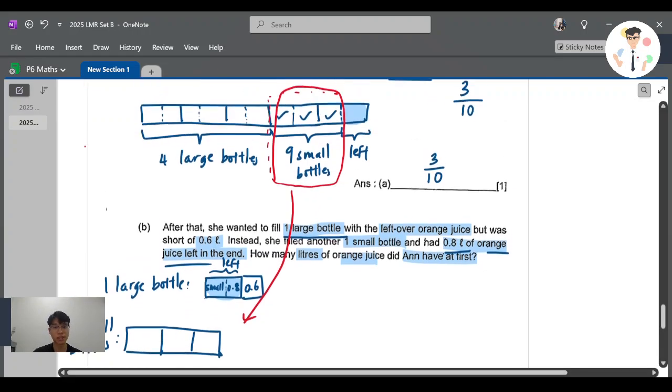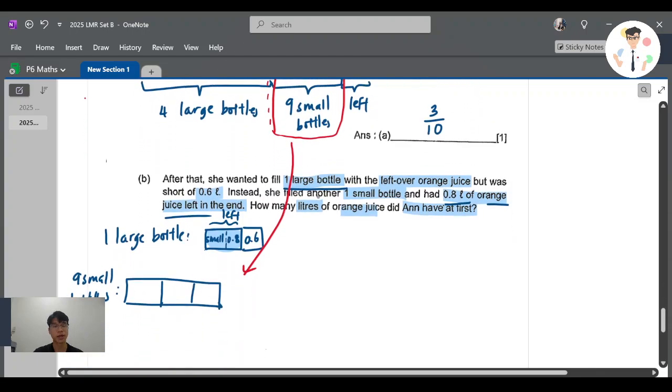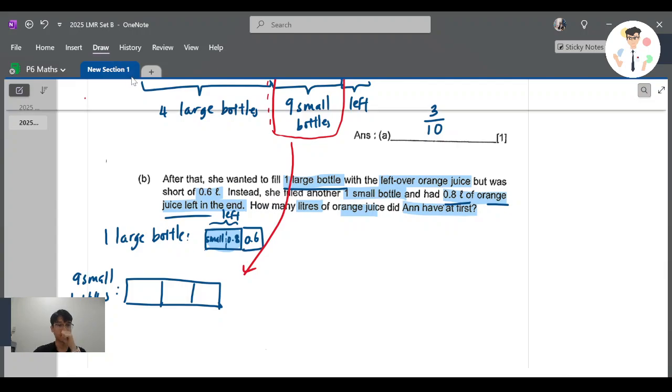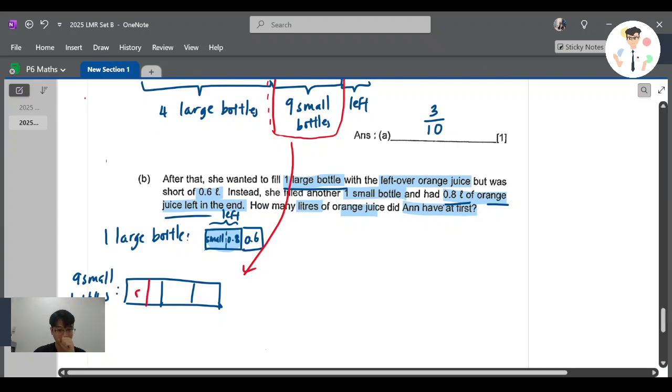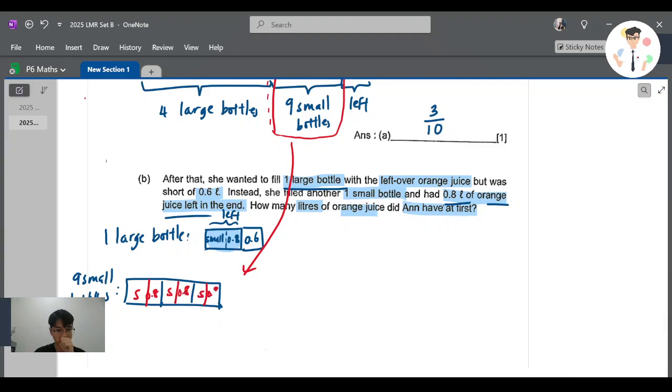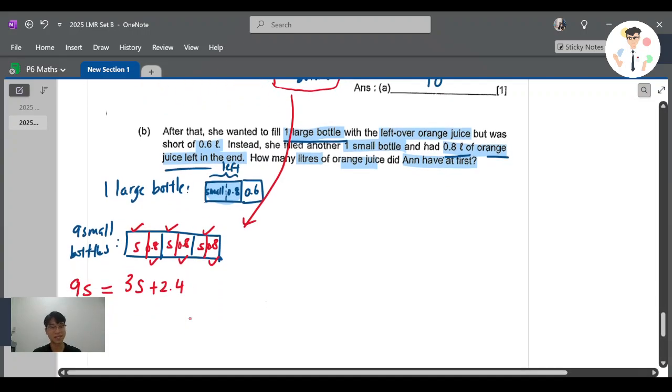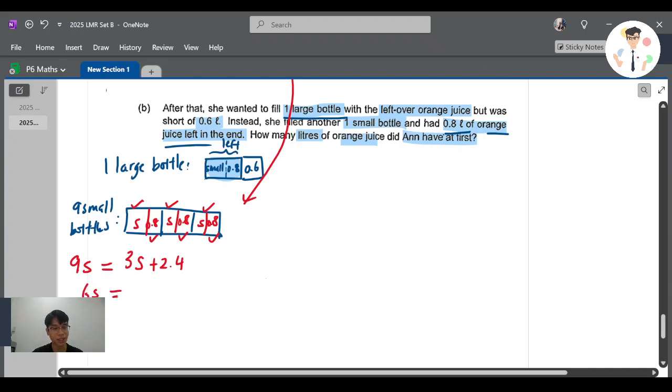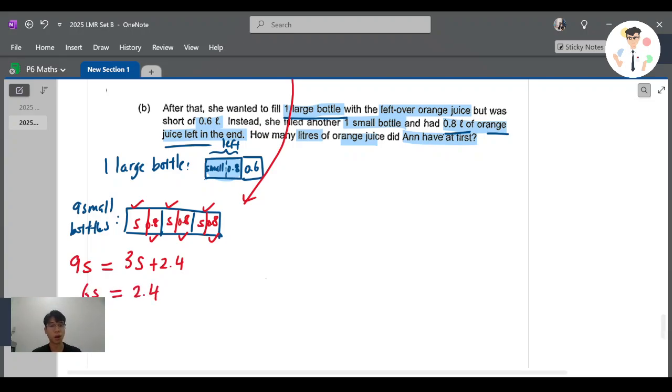I have 3 units here. This is where I got from this 3 units. Okay. And I know each unit actually is 1 small plus 0.8. Means that I actually can cut 1 small 0.8, 1 small 0.8, 1 small 0.8. So actually 9 small water bottles are equivalent to what? 1, 2, 3. 3 small plus 0.8, 0.8, 0.8, which is 2.4. This basically tells you that 6 small is equal to 2.4 liters, or 1 small is actually equal to 0.4 liter.